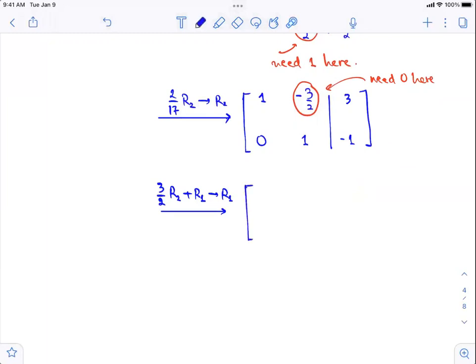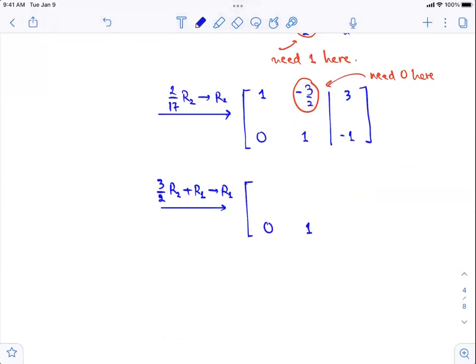So remember, at this step, I only borrow row 2, so row 2 remains the same. So I have 0, 1, negative 1, and row 1 will change. The entries of row 1 will change. All right, so 3/2 times 0, which is 0, plus 1 is still 1. 3/2 times 1 added with negative 3/2 is going to be equal to 0. And 3/2 times negative 1 added with 3 is going to be equal to 3/2.